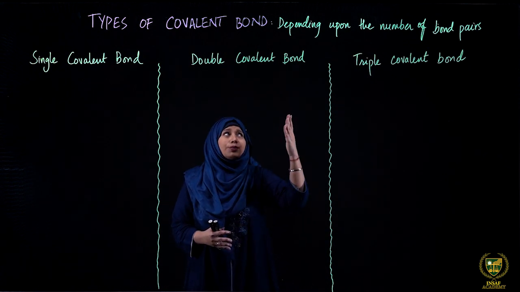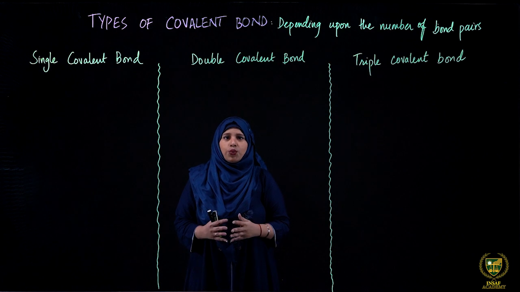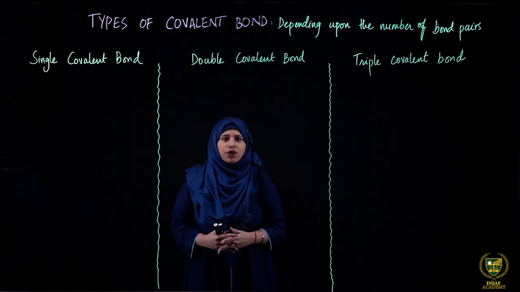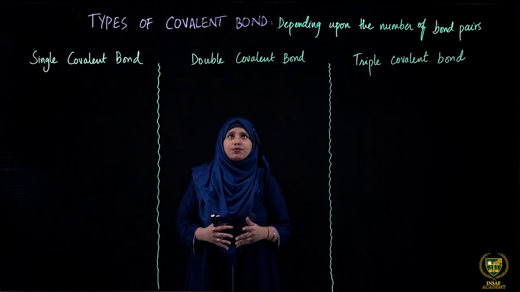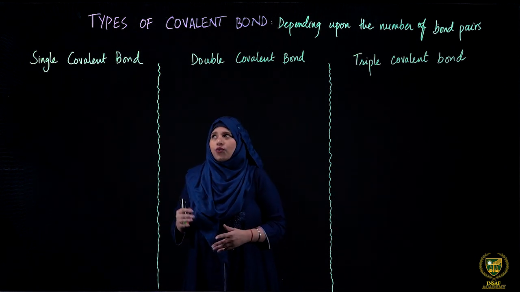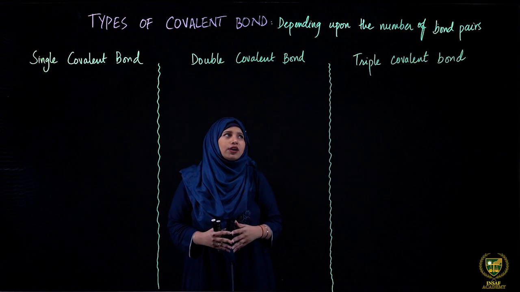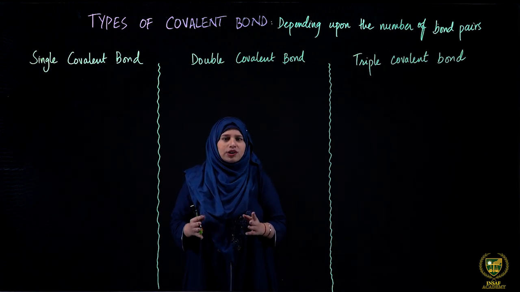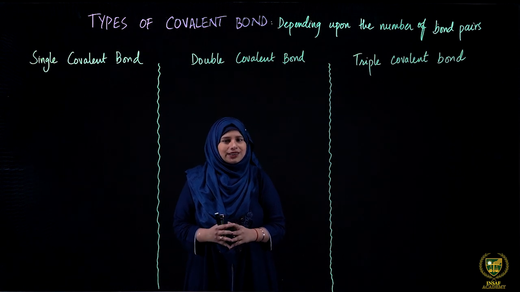So depending upon the number of bond pairs, we can give names to the different types of covalent bond. There are three different types of covalent bond: single covalent bond, double covalent bond and triple covalent bond. So one by one, we discuss all three with the help of a few examples.